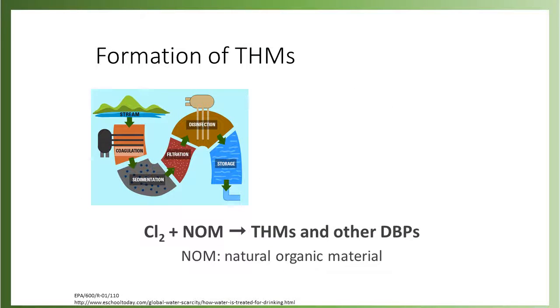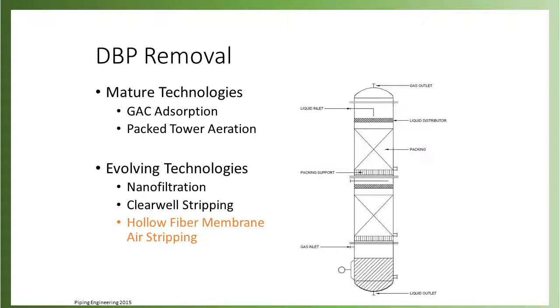So when you go to look at DBPs and their formation, you can act on a number of things. You can either act on the disinfectant itself, you can act on the natural organic matter and remove that, or you can remove the trihalomethanes. And all of these options have been explored. If we look at DBP removal itself, the mature technologies are GAC adsorption and packed tower aeration.